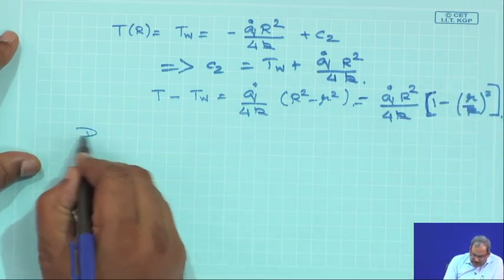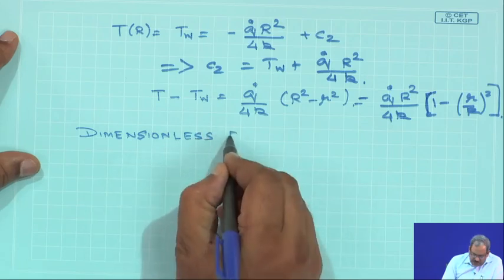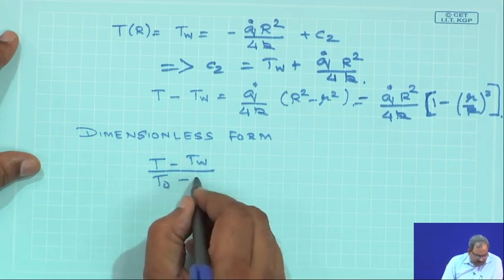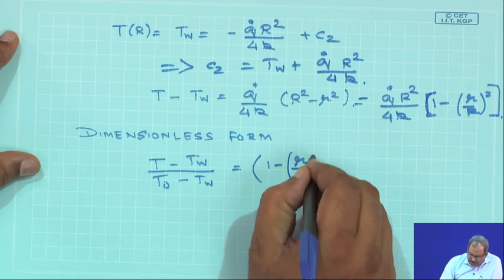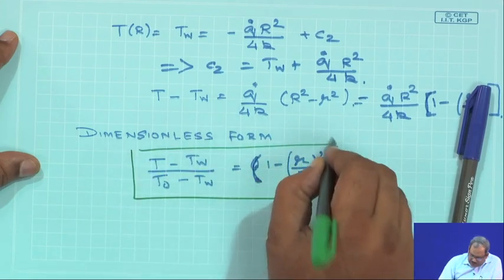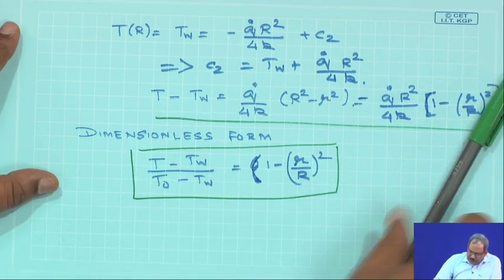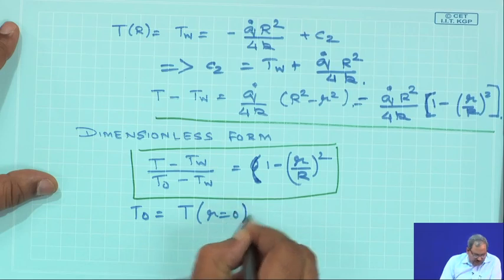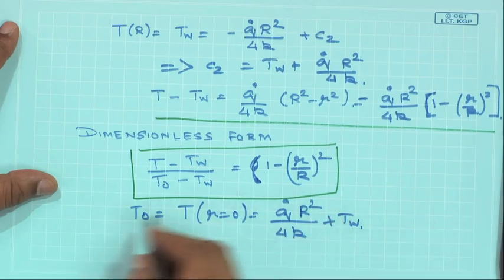You can also express it in dimensionless form. The dimensionless form of this would be T minus T w by T 0 minus T w is 1 minus r by R whole square, where T 0 is the temperature of the central line. This would be the dimensionless form of the temperature profile, and the earlier one is the dimensional form of the temperature profile. Here T 0, as I said, is the central line temperature, that is, the temperature at r equals 0, which would be Q dot R square by 4K plus T w. So, this is the central line temperature.